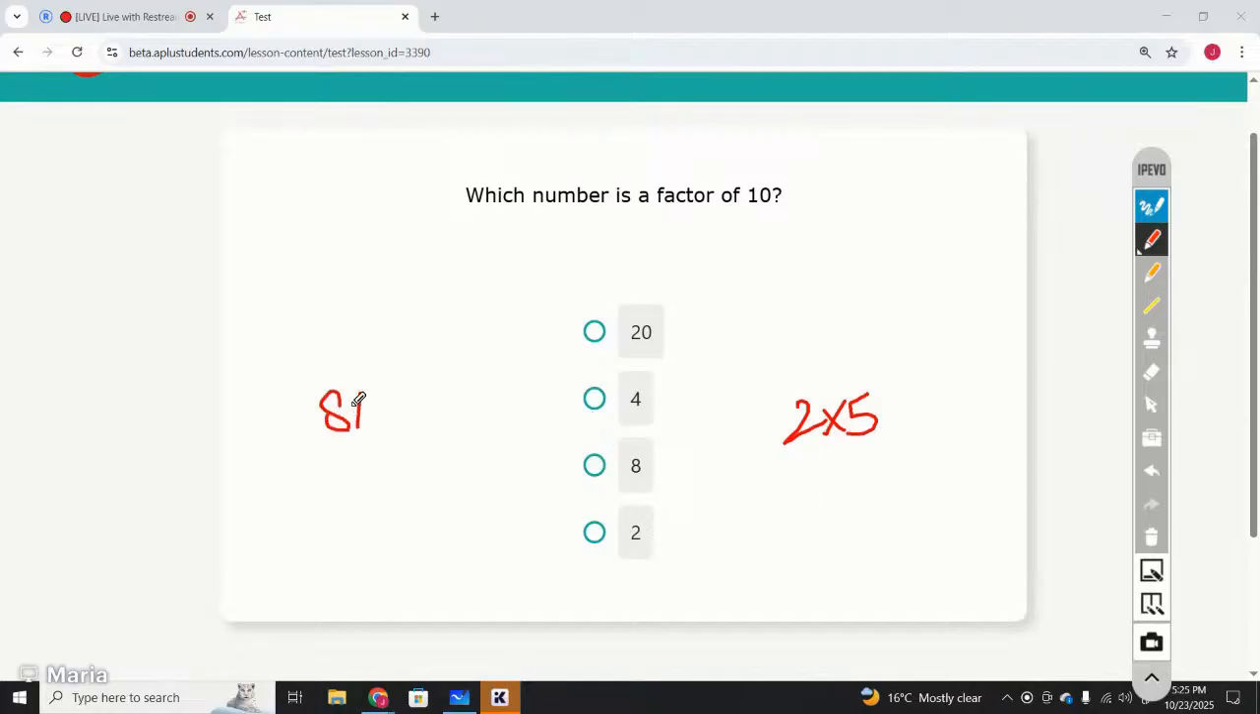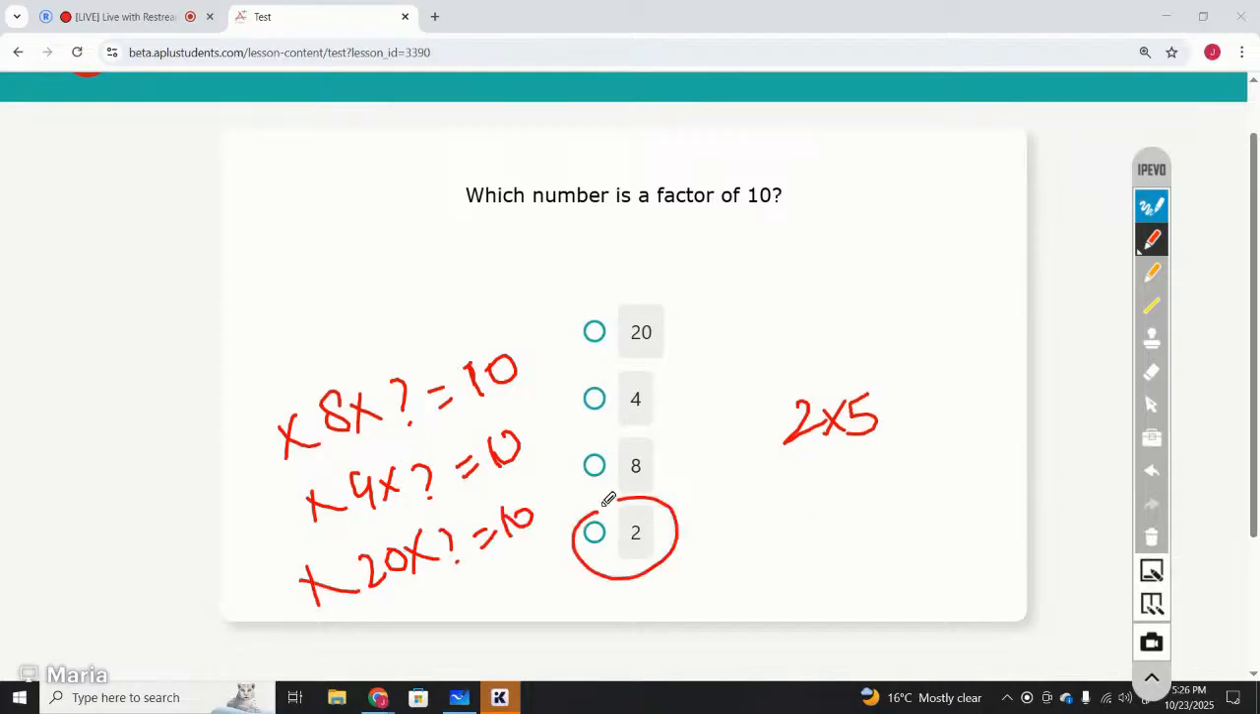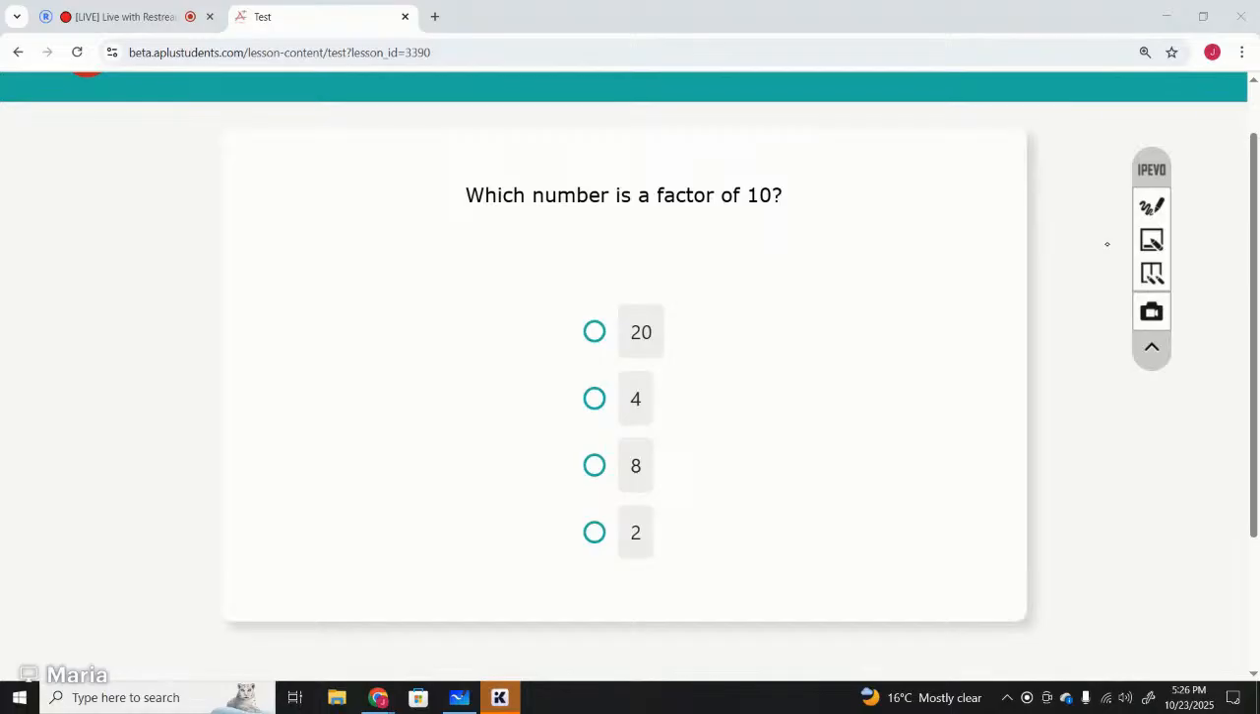8 times what number is 10? 8 times no number is 10. Same way, 4 times what number is 10? 4 times no number is 10. Only 2 is a factor that can divide it. Got it? The correct option is 2.